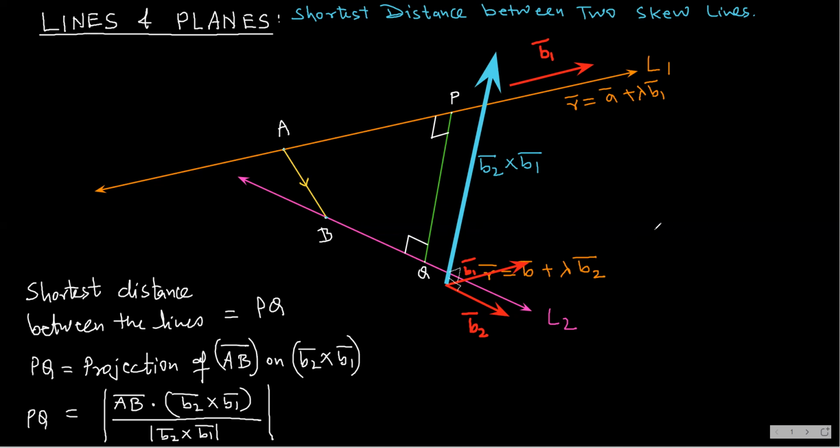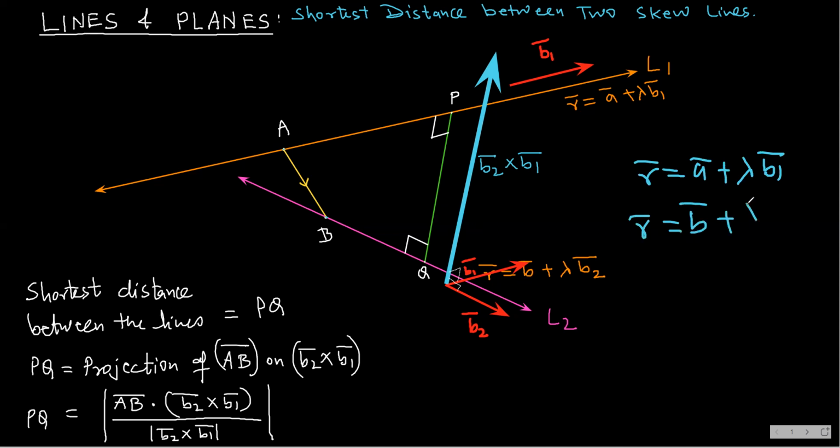What are the two lines here, students, that we are given? The two lines were, now let me write this and explain with the help of equation. The first line was R bar equals A bar plus lambda B1 bar. What was the second line? R bar equals B bar. See, this is the second line equation.